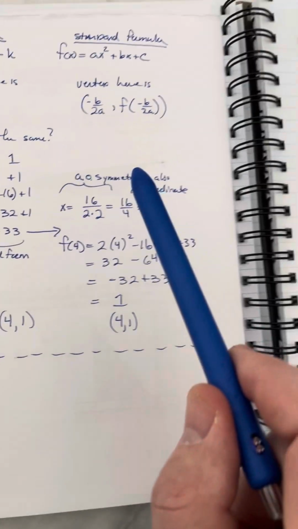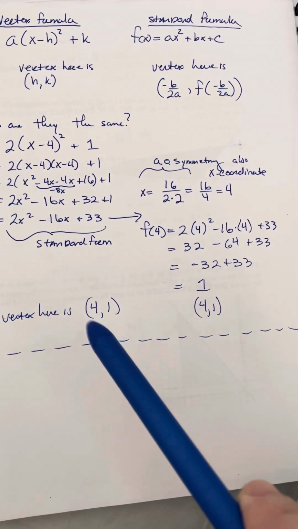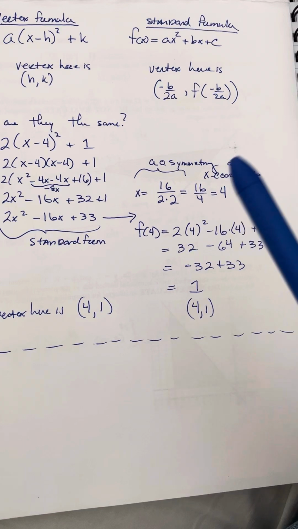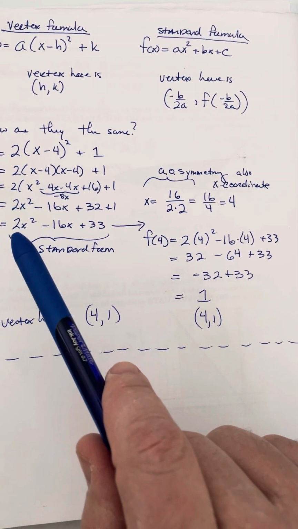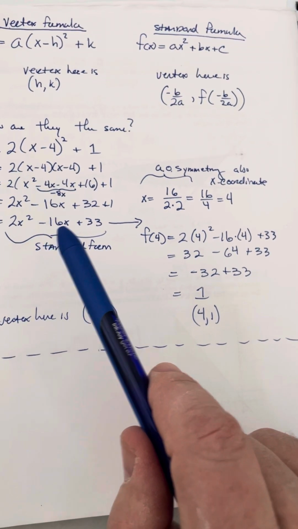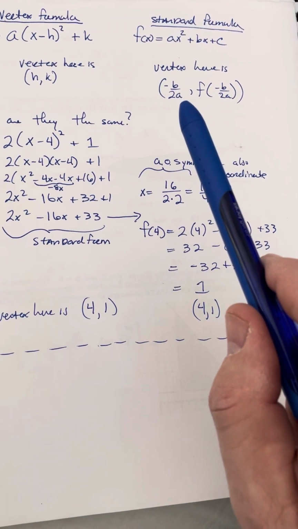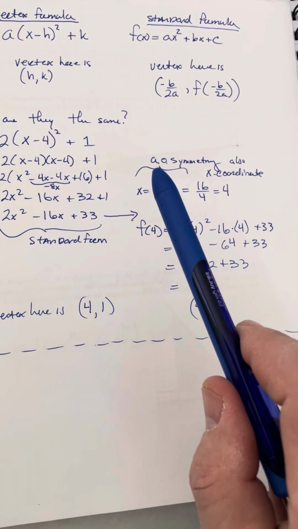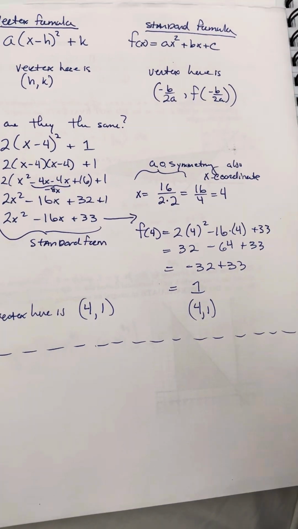And now we're going to travel over here using this in standard form and show you that we get the (4, 1) from the formula above. So remembering that 2 is the a, actually -16 is the b, and then 33 is the c. So we're going to take x is equal to -b over 2a, and just as a side note, that is also referred to as the axis of symmetry. So the vertex sits on the axis of symmetry.